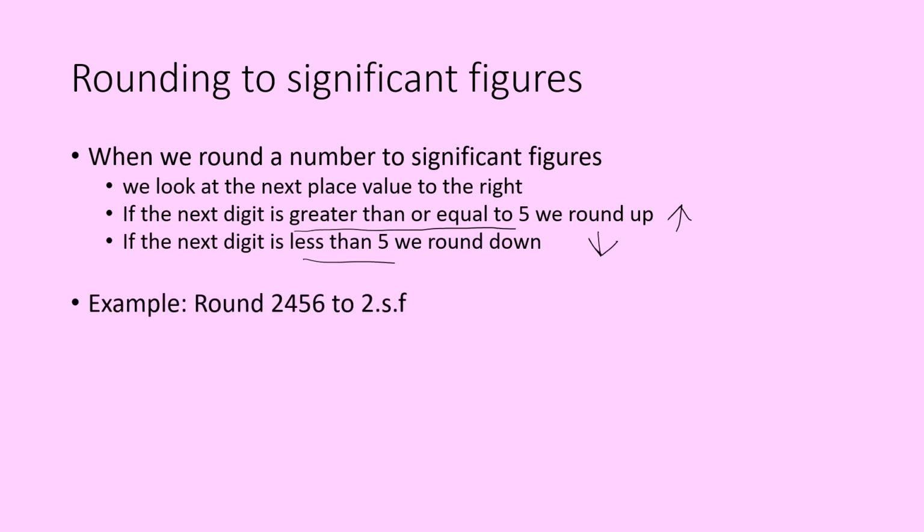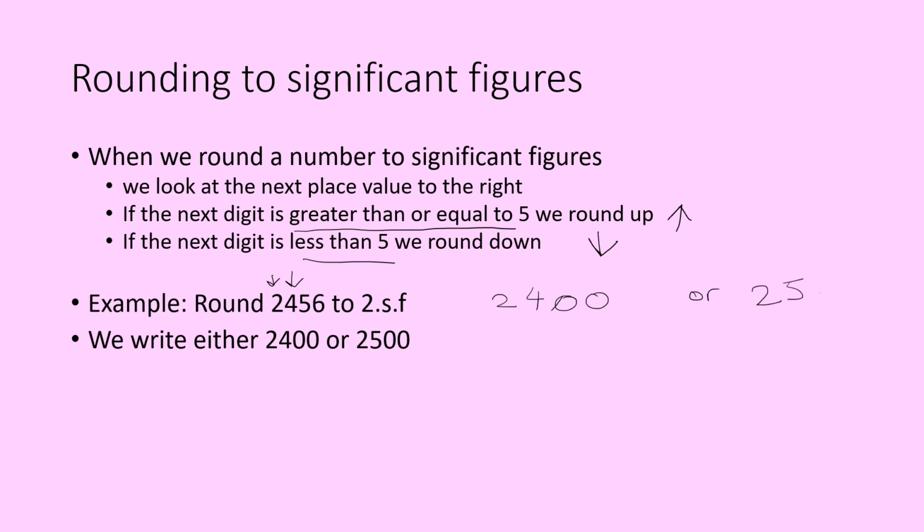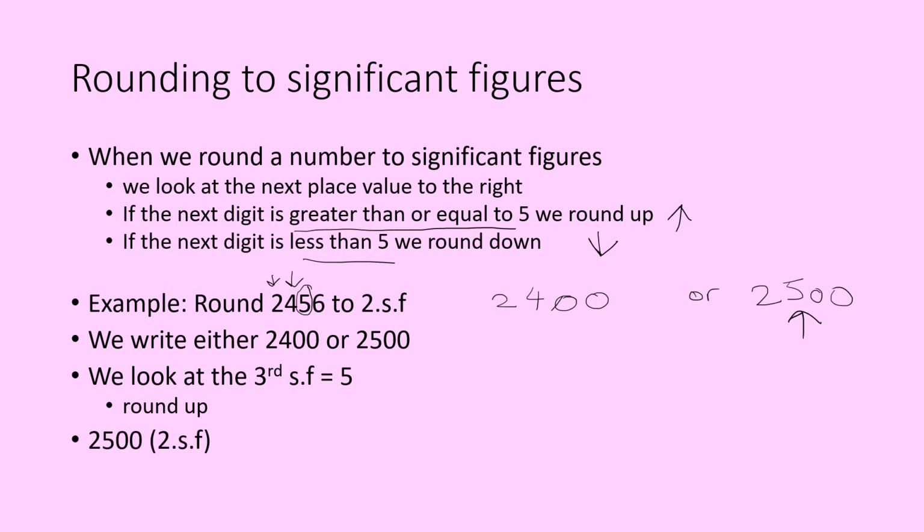For example, round 2,456 to two significant figures. Well, first significant figure is 2, second is 4. So it could be 2,400 or 2,500. Now, because the third significant figure is 5, we round up. We look at the third significant figure, it's equal to 5, so we round up. So that means it's 2,500 when you round to two significant figures.